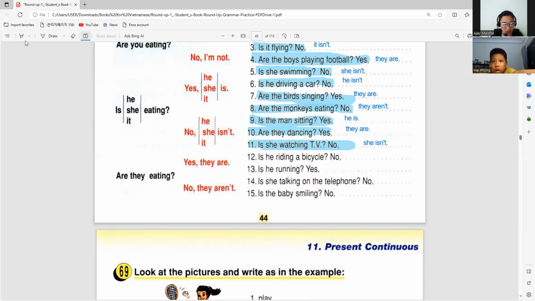Is he riding a bicycle? Okay, what is your answer? No, he isn't. Okay, no, he isn't. Okay, number 13. Is he running? Yes, he is. That's good, Phong. Okay, teacher will type the correct answer for number 13. Yes, he is. Okay, number 14.